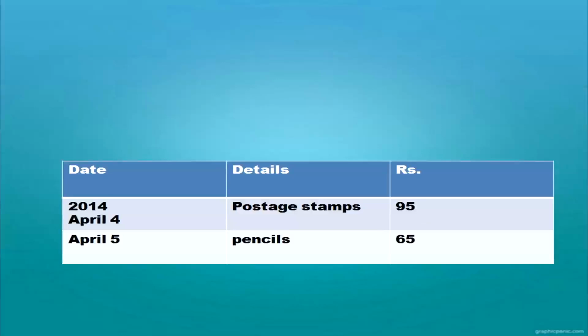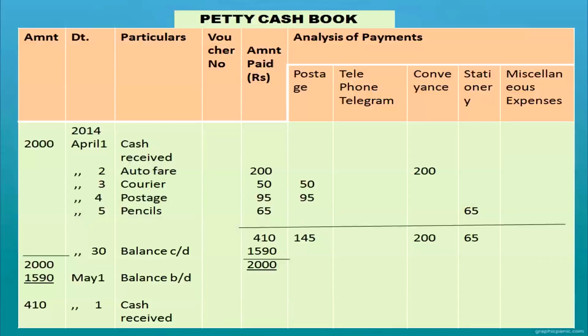So, under the imprest system, he is receiving 2000 every month. Some expenses I have given: auto fare, courier services, postage, pencils, etc. So, in the petty cash book, how will it come? In the petty cash book, cash received on April 1st, 2014, 2000, on the debit side you are writing. In the cash book also, you will write on the debit side, cash received. And in the particulars column, here you will write both receipt accounts and payment accounts.